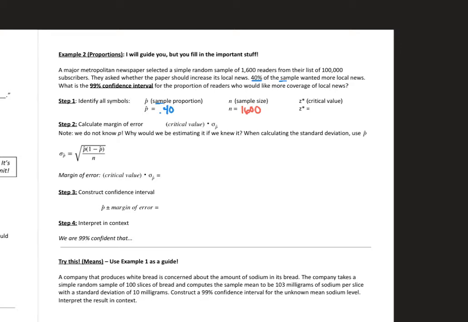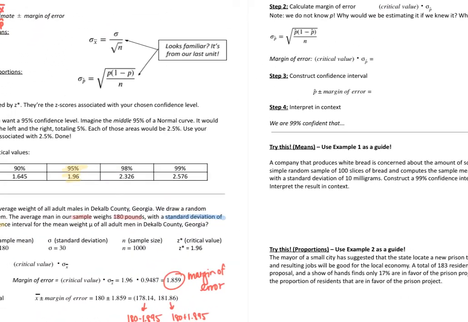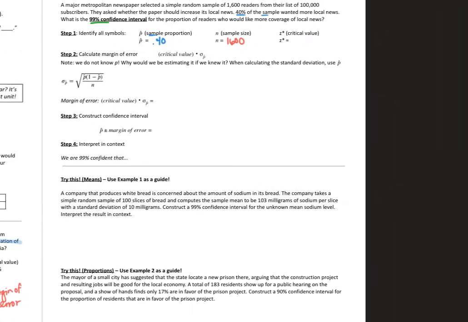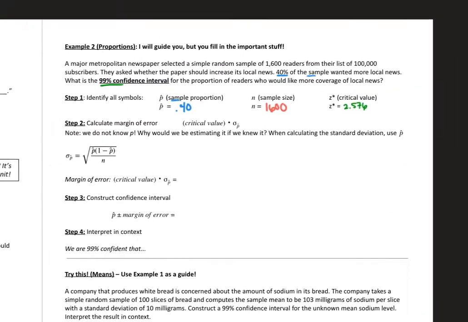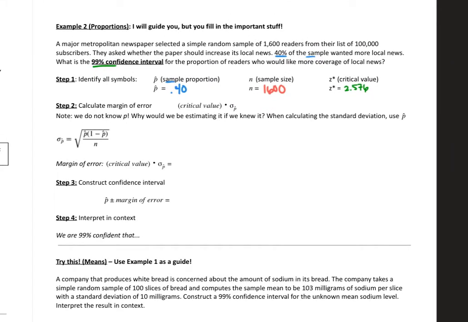Wanted more local news. What is the 99% confidence interval? So for 99%, I'm going to go back to my table here. The z star value is 2.576. Okay, so that's step one. Step two, we're going to calculate the margin of error. So it's going to be the critical value times the standard deviation. Well, we have our critical value here.